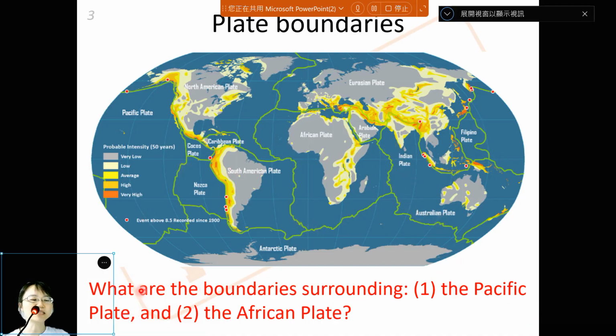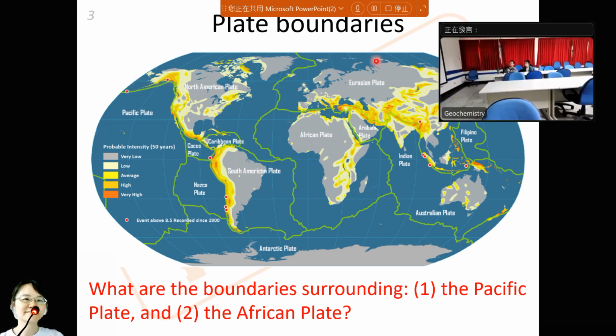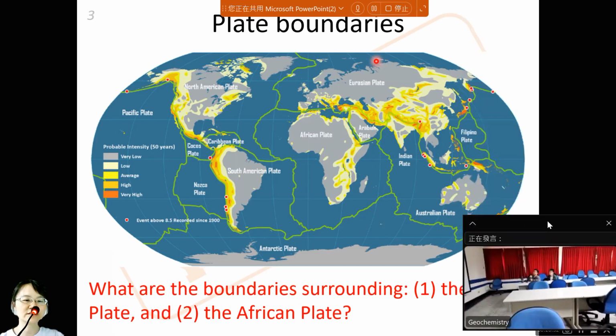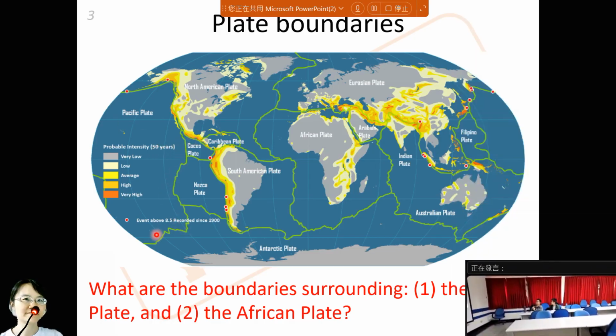So what is the Pacific plate? How about their boundary type? There are basically three types: divergent, convergent, and transform. So how about here? Also convergent. Right, convergent. How about here? That side is extensional, divergent. How about here? Also convergent. Very good. For the Pacific plate, we have convergent boundary at the west and divergent boundary at the east.